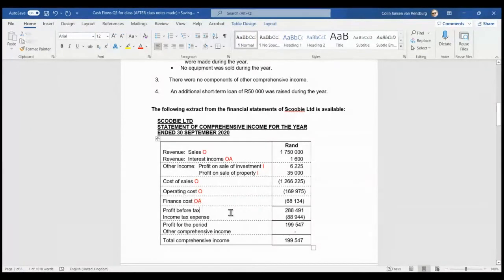Okay, then profit before tax is simply a subtotal, so we're not going to indicate that as anything. Then we've got our income tax expense. Now that is closely related to a cash flow that we called on Wednesday last week, our income tax paid. So what kind of activity would that represent? If you can type that for me.